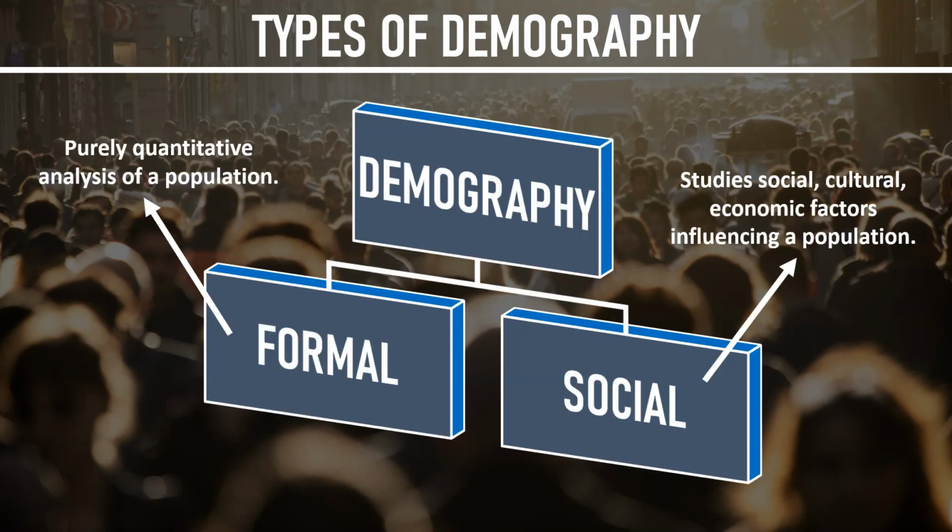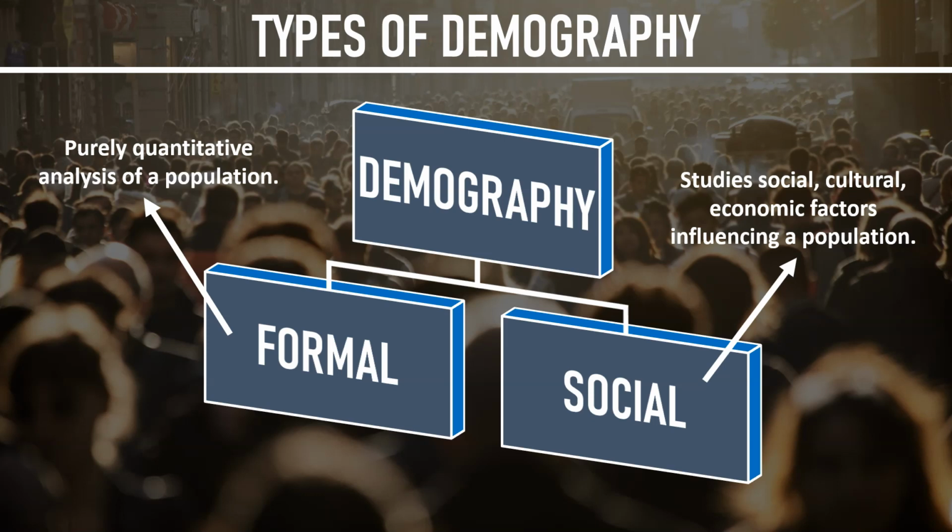There are 2 main types or forms of demography, which are formal and social. Formal demography is a purely quantitative analysis of a population. So it simply numerically measures the population, how many people there are, how many people have been born, how many people have died. It's purely quantitative, which means it's only numerically based. And the methods used in this form of demography are usually the census method or the sampling method, and it's done by counting the people. It's purely based on numbers.